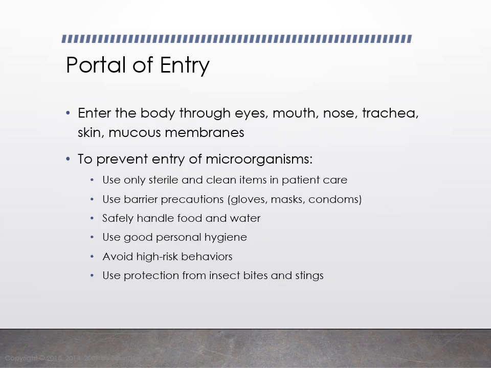Portal of entry. This is where a microorganism enters the body through, say, our eyes, our mouth, perhaps our nose, our trachea, our skin, or our mucous membranes. These are all portals of entry. To prevent entry of a microorganism, we want to use only sterile and clean items in patient care, something we've learned about. We want to use barrier precautions. We want to safely handle food and water, use good personal hygiene, avoid high-risk behaviors, and use protection from insect bites and stings. So these are just basic things we can do to prevent entry of a microorganism.